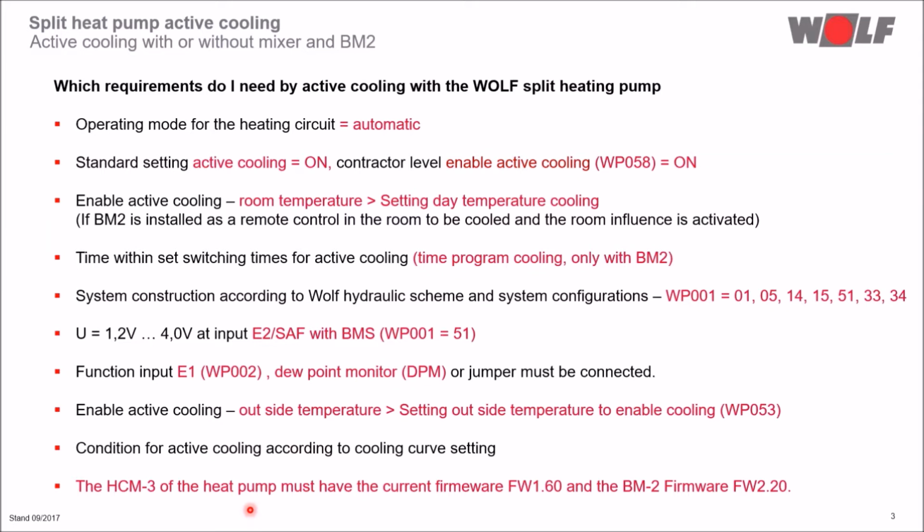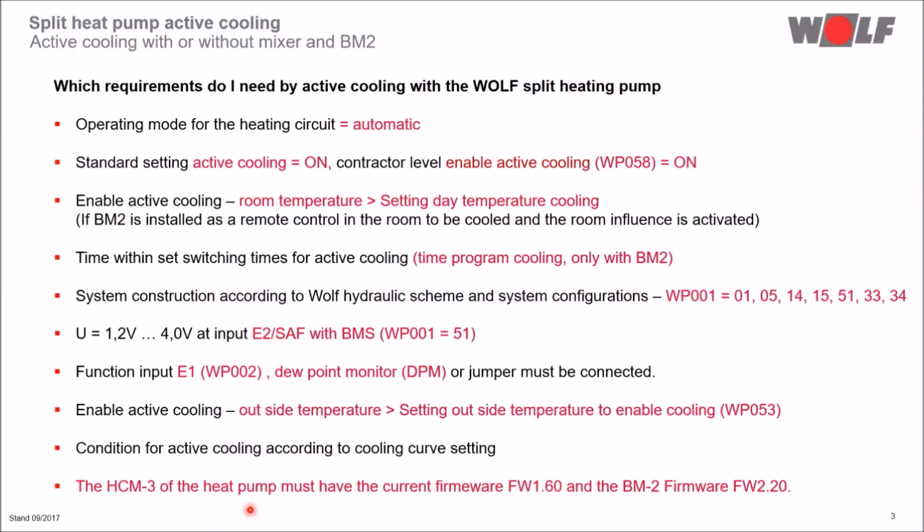Next, the relevant system construction is set in the contractor level with the parameter WP1. The system must be built according to the valve hydraulic chain constructions. The following system configurations are possible: 1, 5, 14, 15, 51, 33, 34.